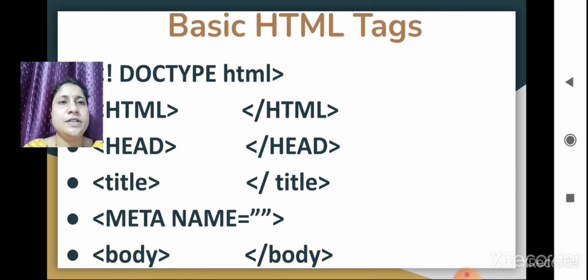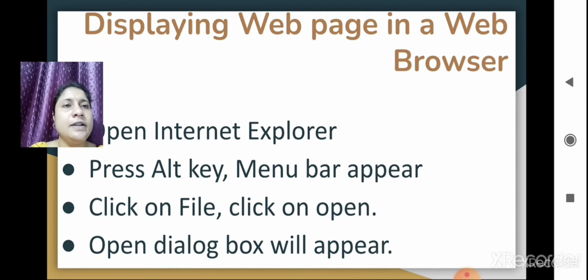So these are the basic HTML tags: doctype in the beginning, then html, head, title, meta name and body. These are the basic HTML tags. The next is displaying a web page in a web browser. For that you have to open the Internet Explorer web browser.